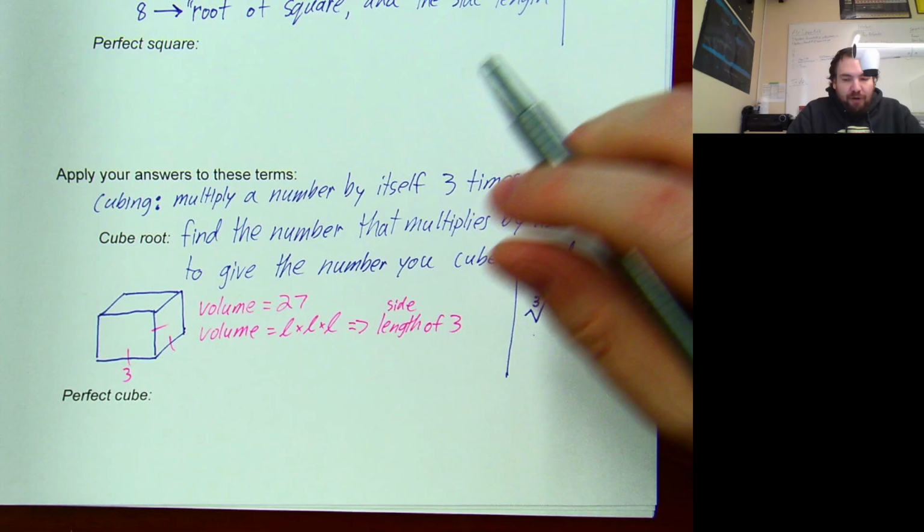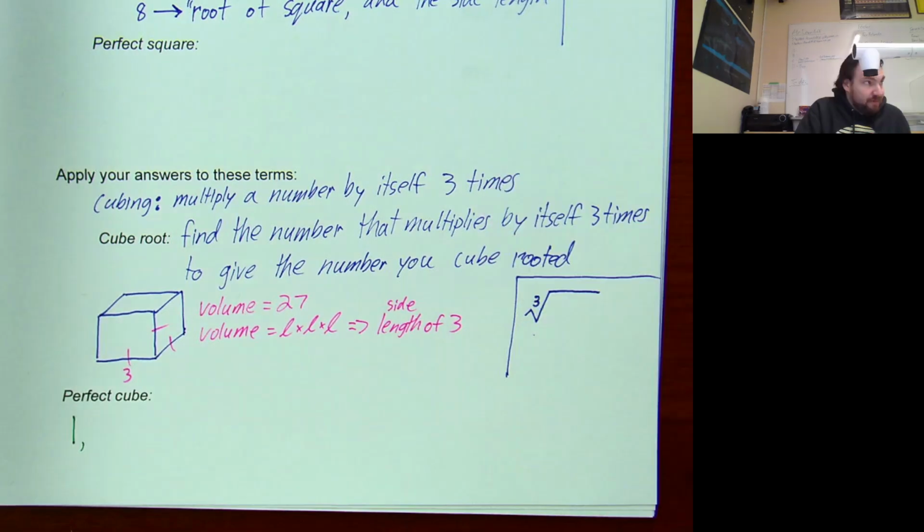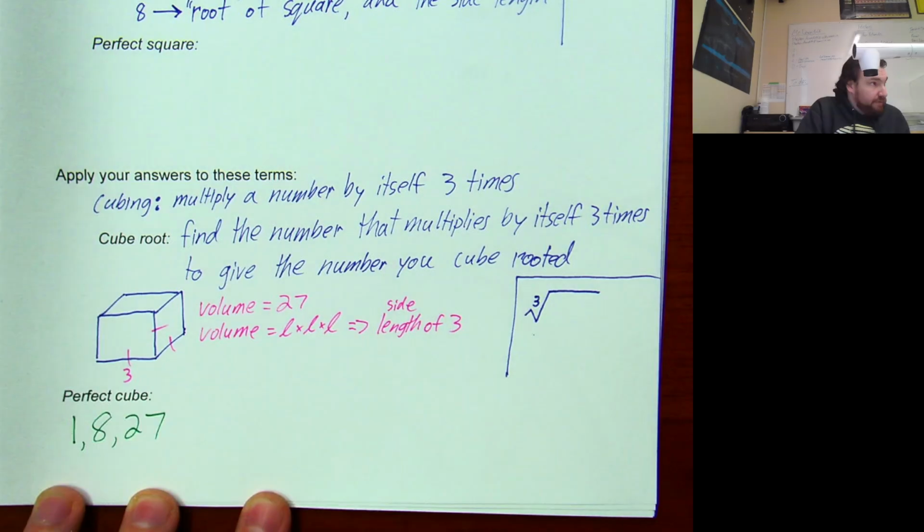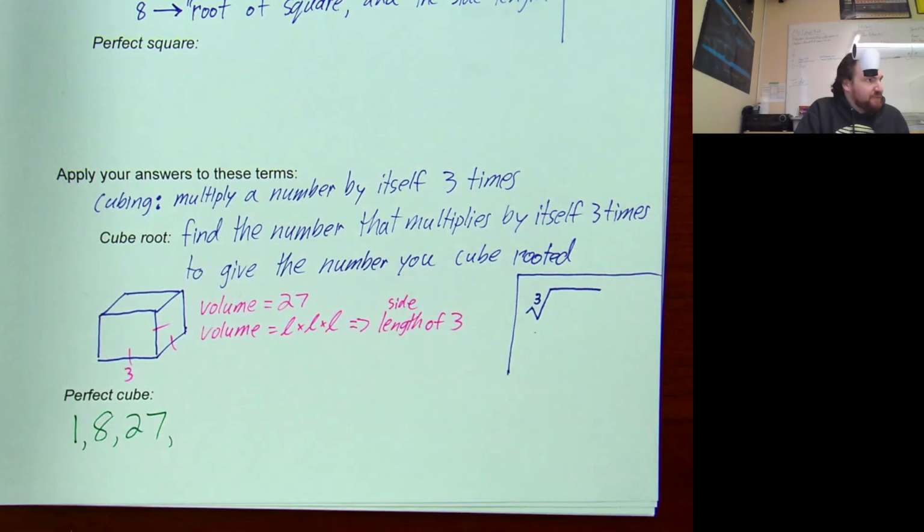The first perfect cube is what? 1. Because 1 times 1 times 1 is 1. The next perfect cube is not 27. There's one before 27. Who said it? 8? 2 times 2 is 4 times 2 is 8. Now 27. Now 4 times 4 is 16. Ooh, 16 times 4 is? 64. Good. 5 times 5 is 25.